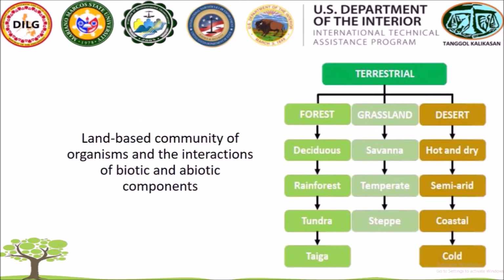In natural ecosystems, we have the terrestrial ecosystem. This refers to a land-based community of organisms and the interactions of biotic and abiotic components in a given area. This includes the different terrestrial ecosystems, namely forest, grassland, and desert. Under the forest ecosystem, we have the deciduous forest, which is a biome dominated by deciduous trees, which lose their leaves seasonally.